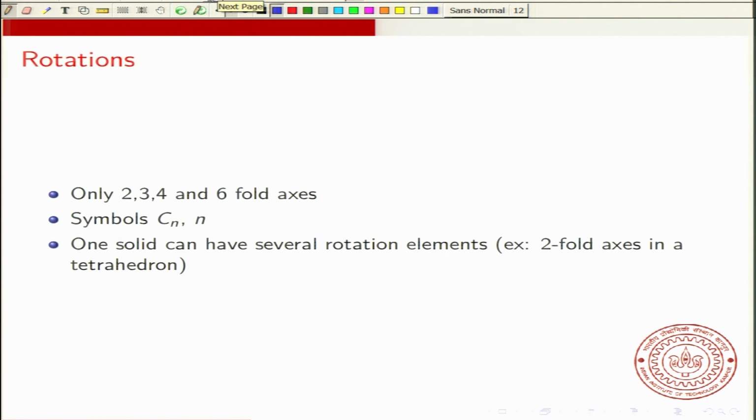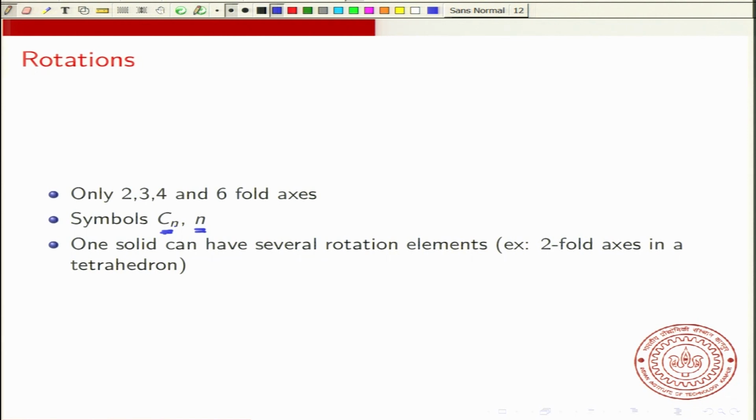Now I will briefly summarize what we talked about regarding rotations in the last lecture. We said that only two-fold, three-fold, four-fold and six-fold axes of rotation are possible, and there are two types of symbols. You can call it Cn under the Schoenflies notation, or simply n under the Hermann-Mauguin convention. We will be discussing these conventions in more detail later on, but just bear in mind that there are two kinds of symbols. There is the Cn and there is the n.